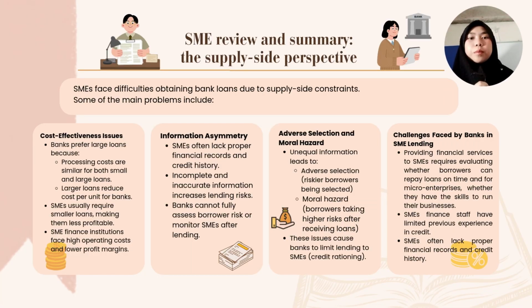For the review and summary from the supply side perspective, SMEs have many difficulties obtaining bank loans due to supply side constraints. Some of the main problems are, first, the cost effectiveness issue. Banks prefer larger loans because processing costs for a bigger loan and a small loan are similar. Larger loans also reduce cost per unit for the bank. Also, SMEs usually require smaller loans, making them less profitable for the bank.